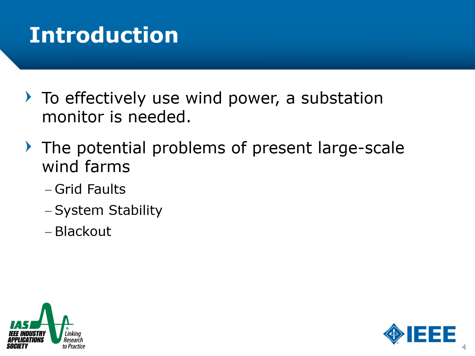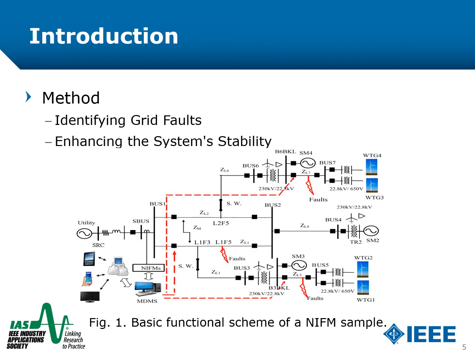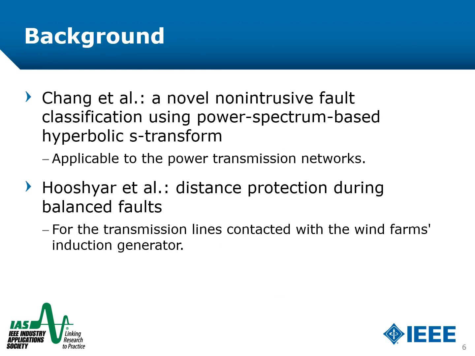Nowadays, wind power is one of the most famous renewable energy sources in the world. However, we found that the present large-scale wind farms have some potential problems, such as grid faults, system stability, and blackouts. To solve these problems, we use non-intrusive fault monitoring to identify grid faults and enhance the system's stability. Professor Zhang has proposed the best method to recognize grid faults, which is using power spectrum-based hyperbolic S-transform. The method applies to the power transmission networks.